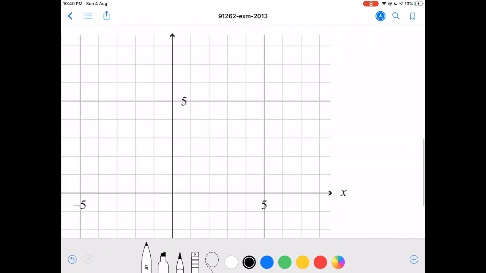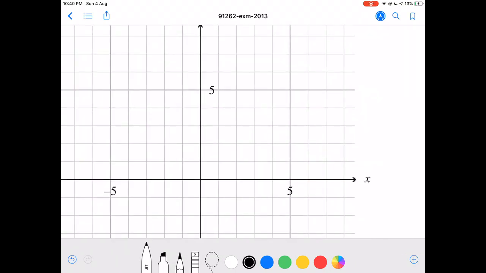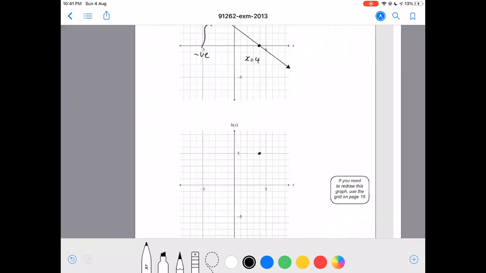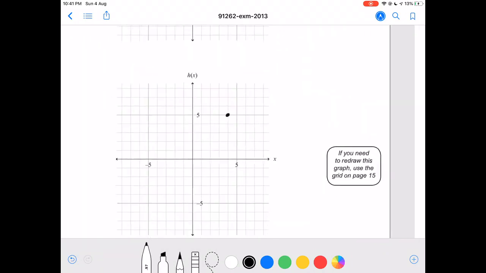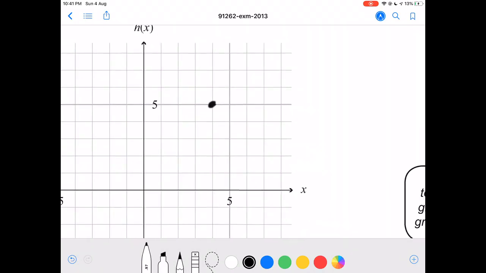So now we're going to come back down to our grid. We're going to plot the point (4, 5), so our parabola has to pass through this point here. The rest can just be a rough sketch. As you can see, this is a negative line, so we're going to draw our negative parabola passing through (4, 5). It might just look something like this.